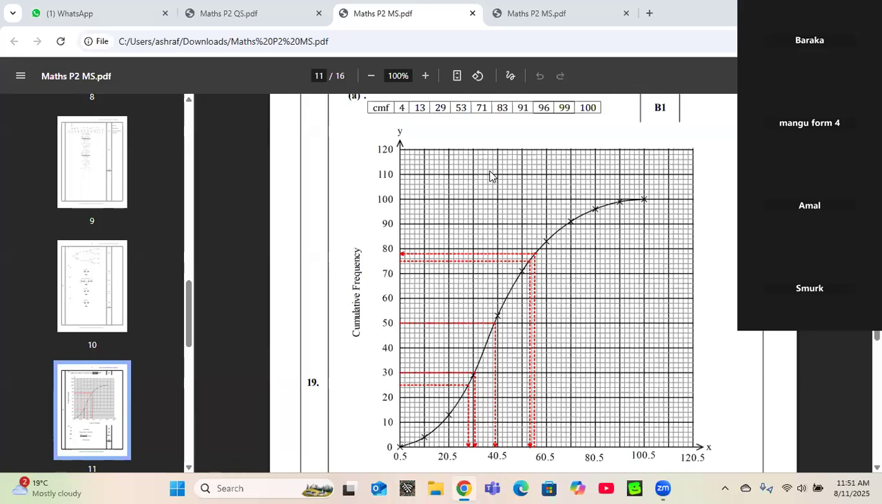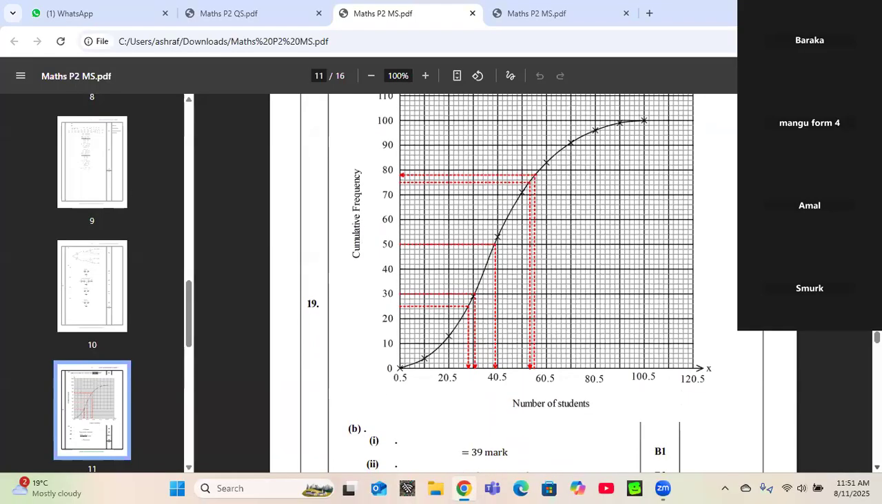Good. So you take the total frequency and divide by 2. Plus 100 divided by 2, you get 50. Then you go look for 50 on the y-axis. That is 50 on the y-axis under cumulative frequencies. So we have 50 here. Then you look for the corresponding value on the x-axis where it meets the curve. So the corresponding value on the x-axis unasoma hapo chini. So according to this graph, the median mark is 39.